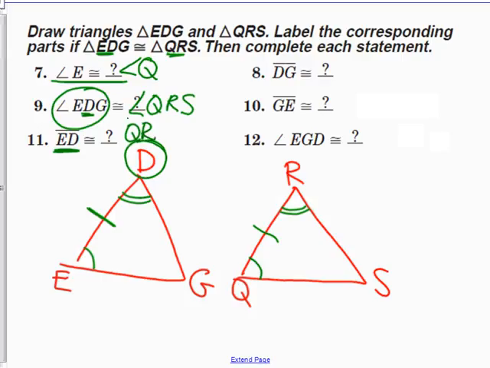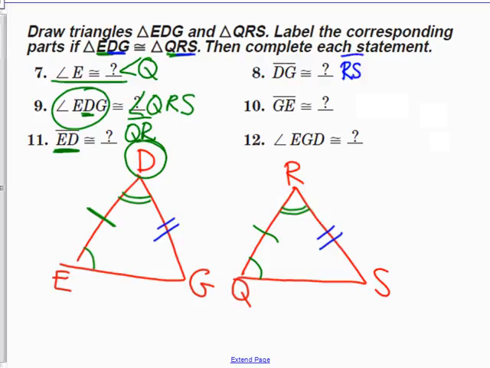Segment QR. DG. In the triangle statement up here, DG is the last two, so it's going to have to be the last two. DG is right here. It's got to be congruent to RS.